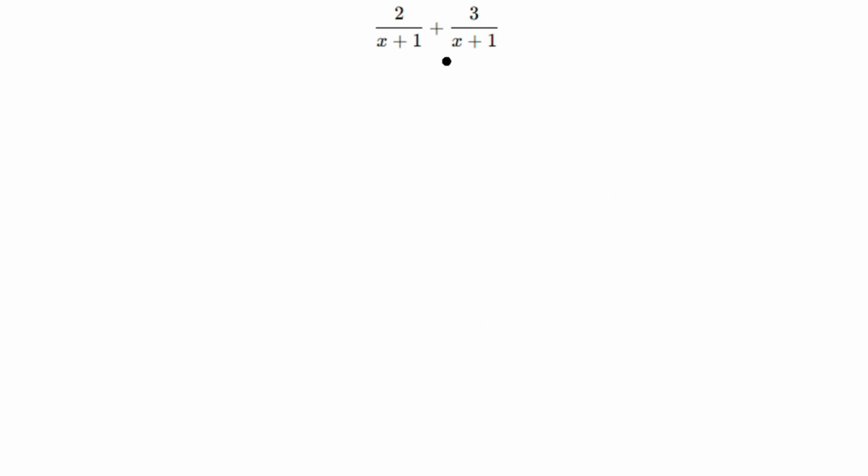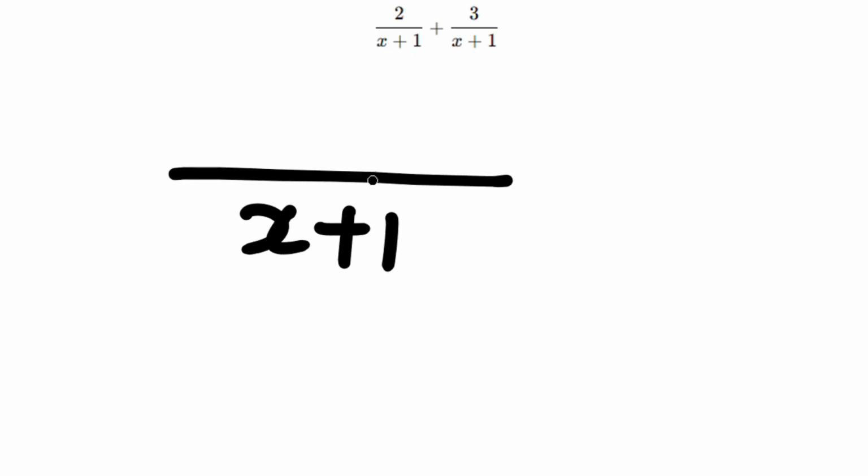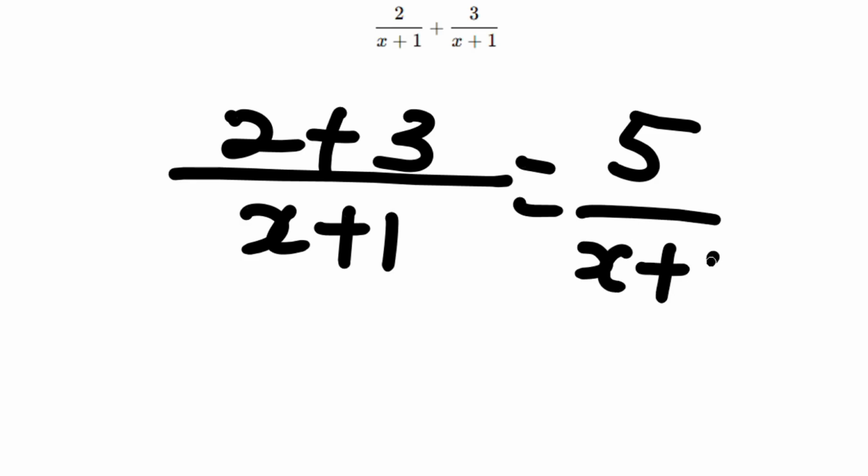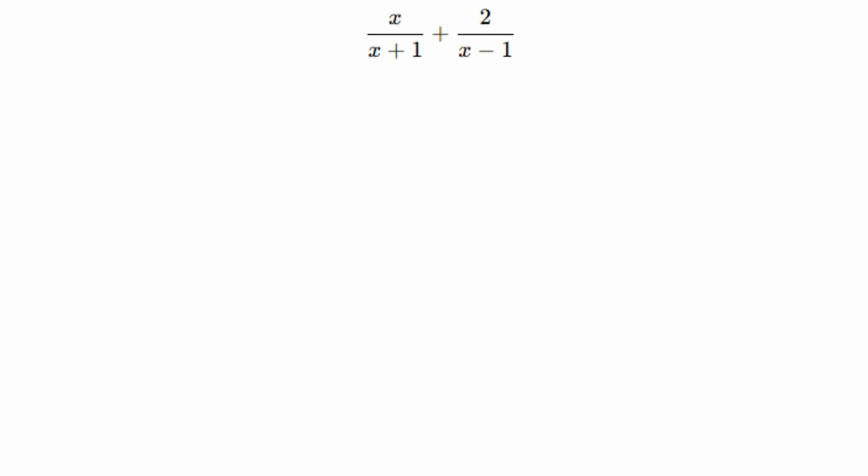That's what is happening over here. Over here, the denominators are the same, x plus 1 and x plus 1. So if the denominators are the same, you just write one of them, x plus 1. Then you sum 2 plus 3, so it becomes 5 over x plus 1. If the denominators are different for the two fractions, that's when you do the cross multiplication, multiplying the denominators among themselves. But if they are the same, you just write one of them, and then you just add the numerators. Let's do another question.